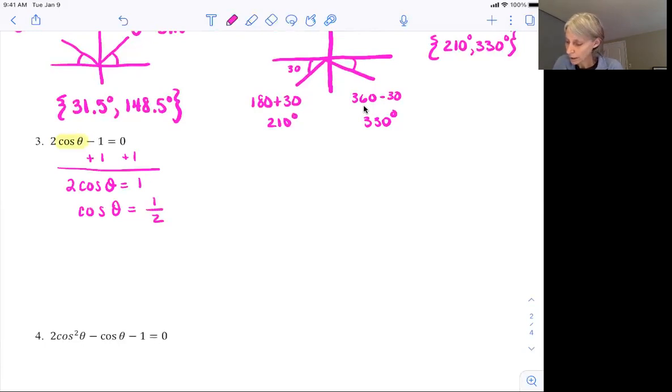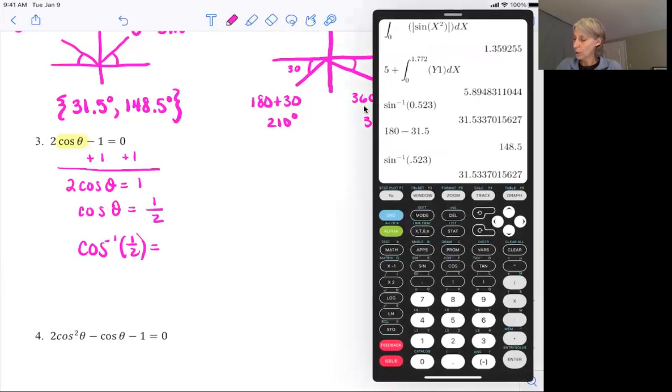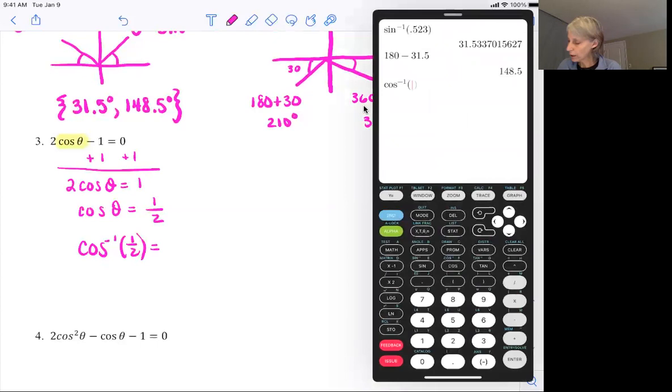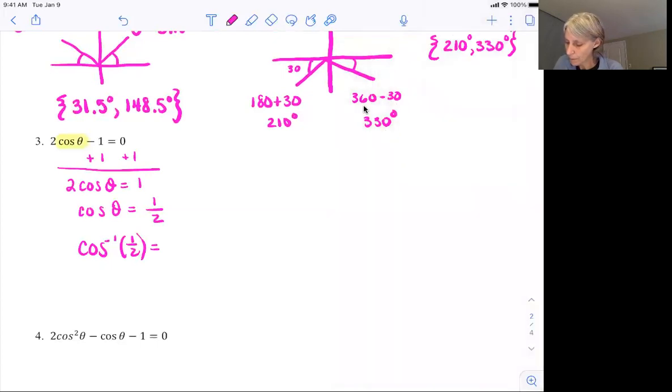So if we're solving for the positive function value, always do the positive. I want the angle whose cosine is 1/2. We could work off our triangles if you want. You can go to your calculator if you want. I'm not going to be too critical of what method you use. The angle that gives me a cosine of 1/2 is 60. And remember, this is your reference angle.